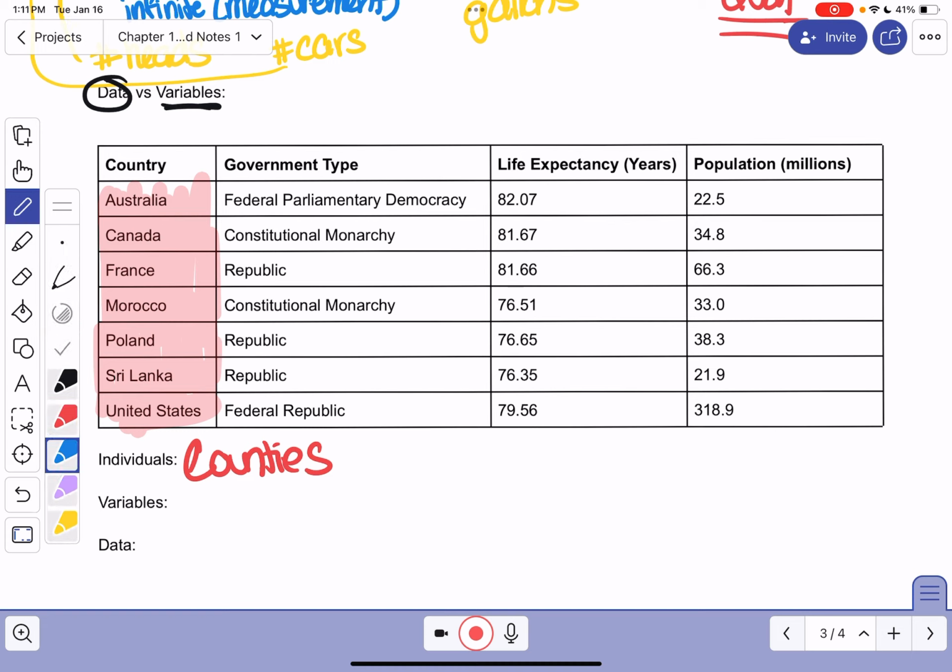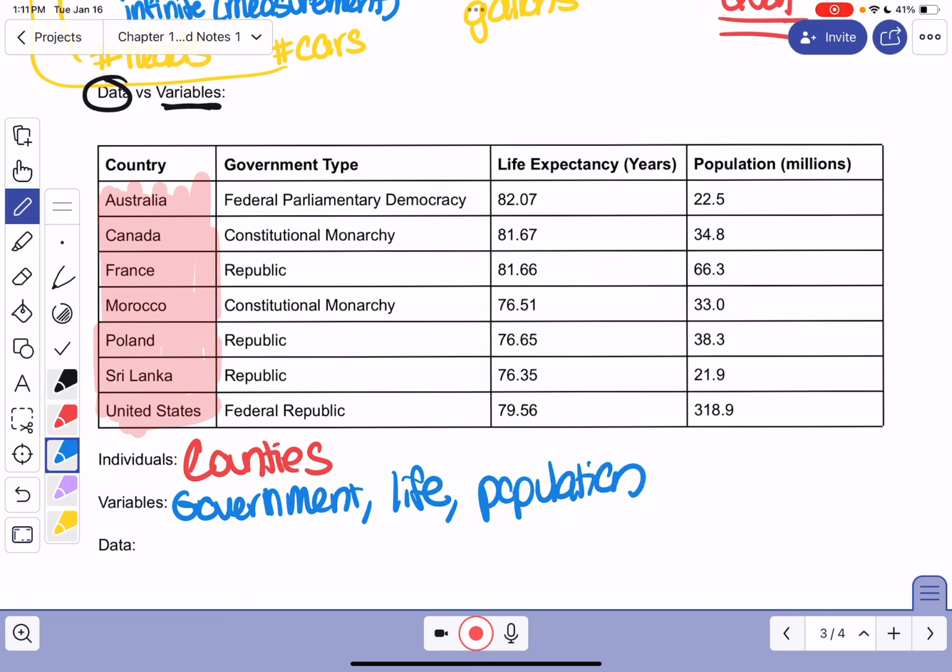Okay. Variables are what we're looking at. What do we want to know? So that's the government type, the life expectancy, and the population. Those are the questions we're asking, the things we're interested in. And then finally, the data are the answers we get. That's the information that we gather.